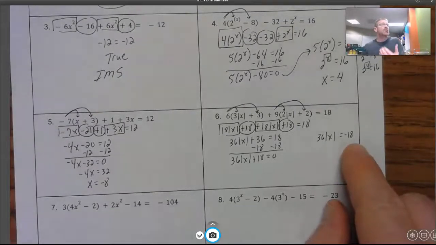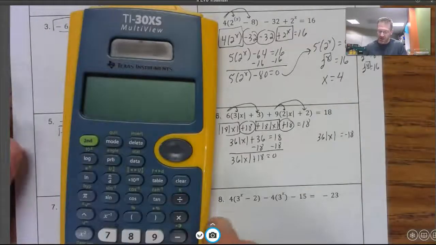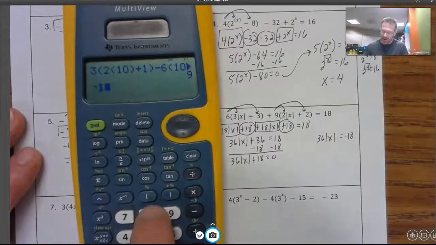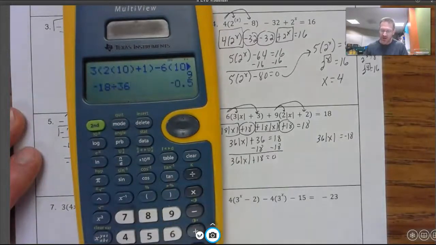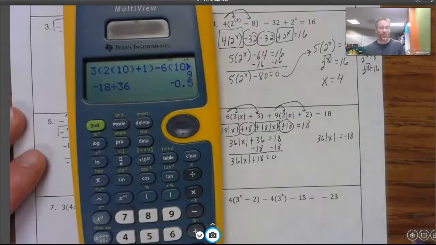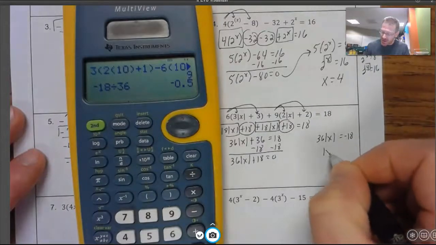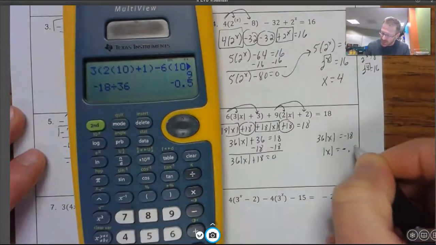So now I can undo that. The opposite of multiplication is division. So I can take my calculator if I don't know that fact, and do negative 18 divided by 36. And that's negative 0.5 or negative 1/2. So that means that absolute value of x would equal negative 0.5.